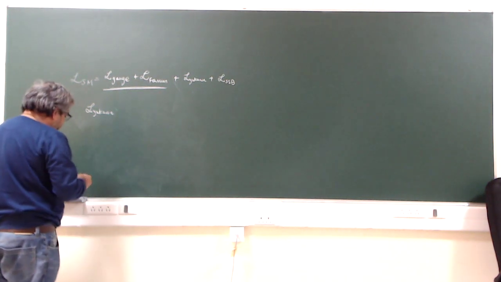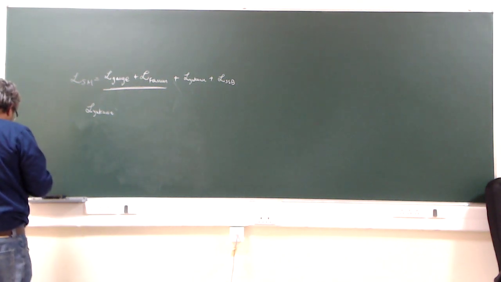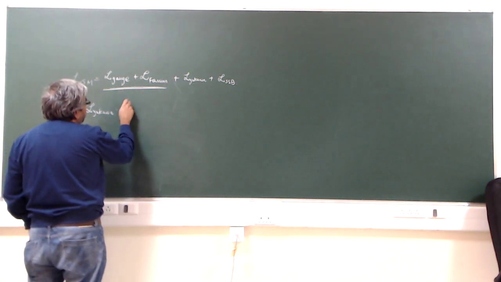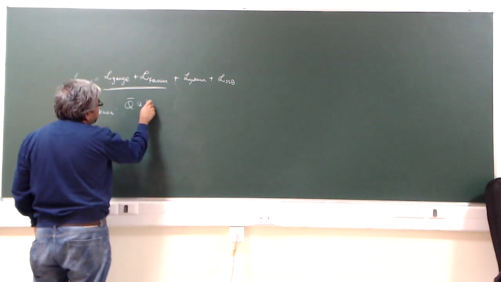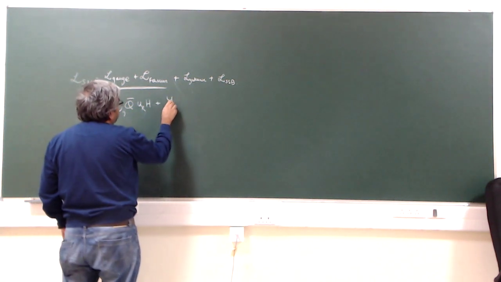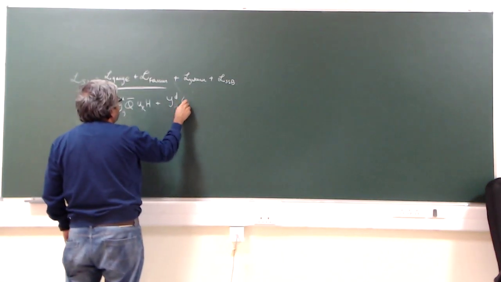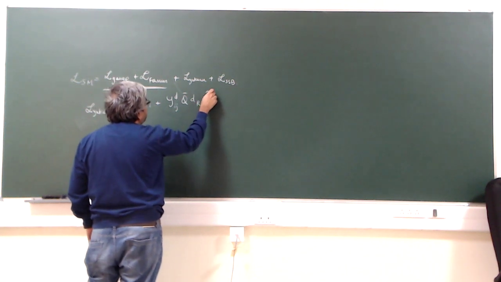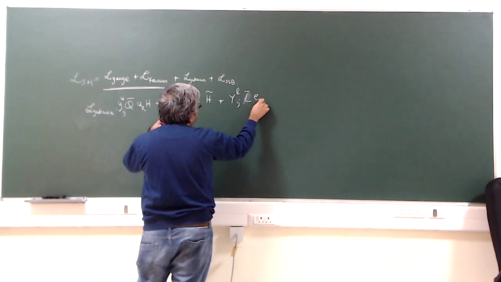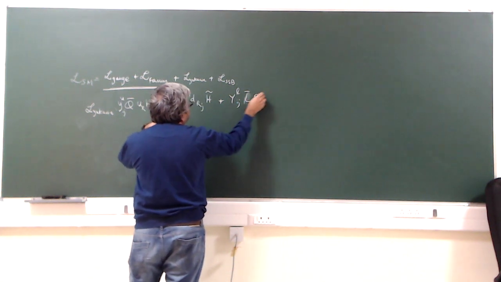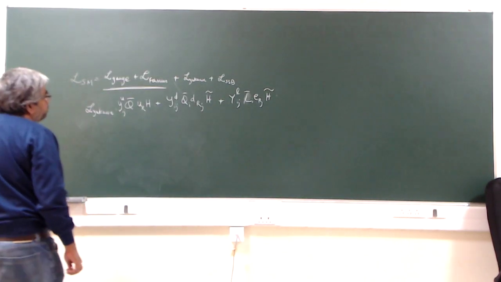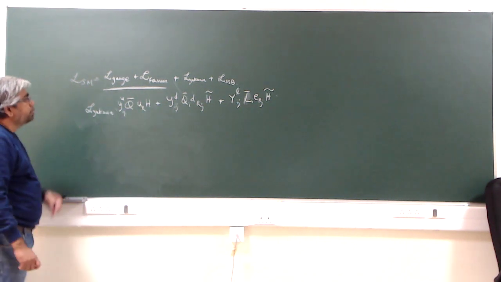So it is say Q_L bar Y^U_ij U_R H tilde, plus Y^D_ij Q_L bar D_R H, just realize the opposite hypercharge. Okay. So what is this notation?